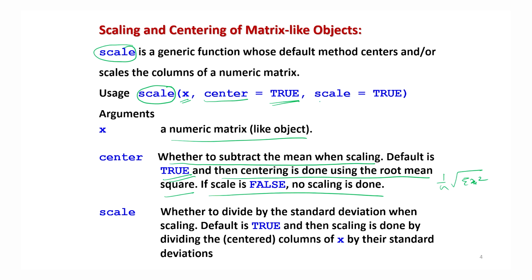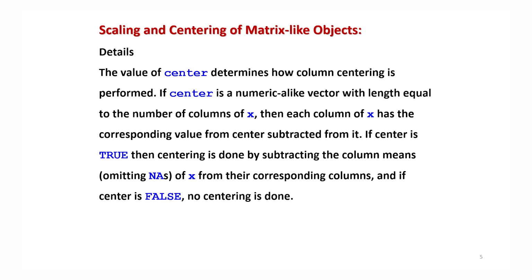Similarly, there is another option here, scale. This is also a logical variable, true, and it decides whether to divide the observations by the standard deviation while doing the scaling, and the default is true, right? And if true is given, then the scaling is done by dividing the centered columns of x by their standard deviations. Well, I will try to show you, and I will explain how these procedures are being followed inside the R software, right?